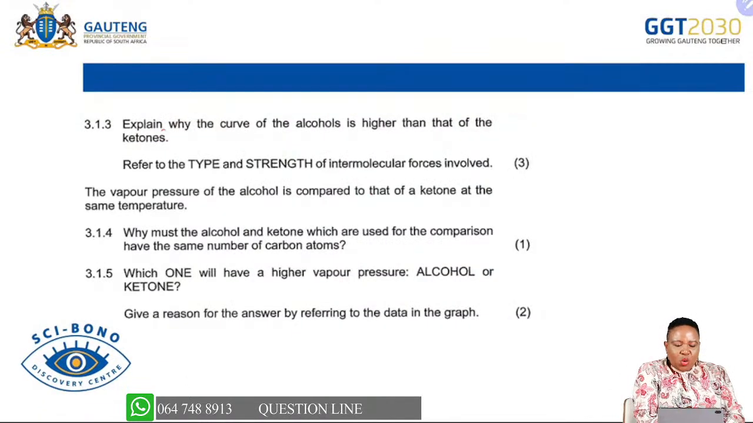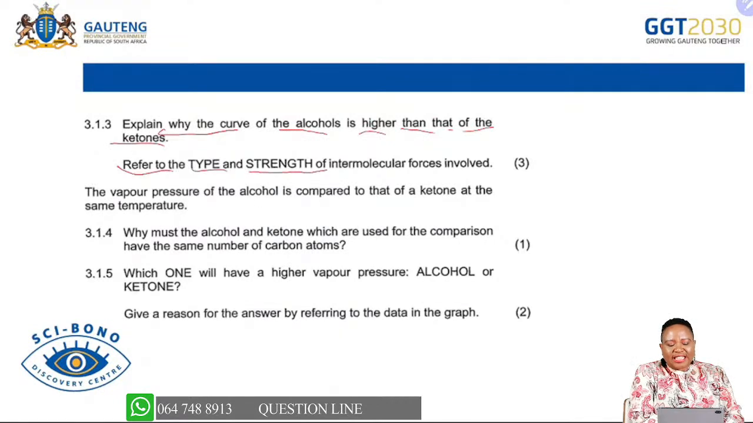Then explain why the curve of alcohols is higher than that of the ketones. Refer to the type of intermolecular forces and the strength of the intermolecular forces. So these are the bullets that I said we need to make sure that we write as we are going to answer this question.